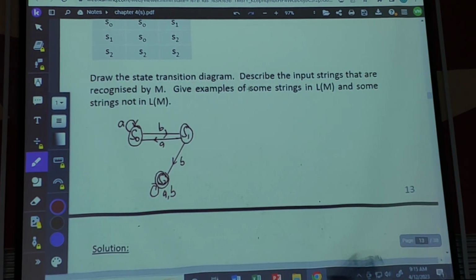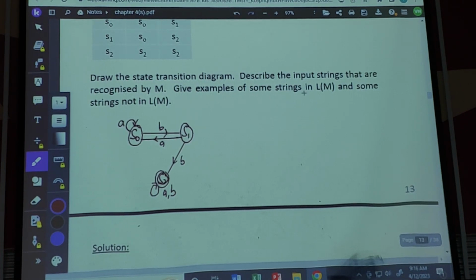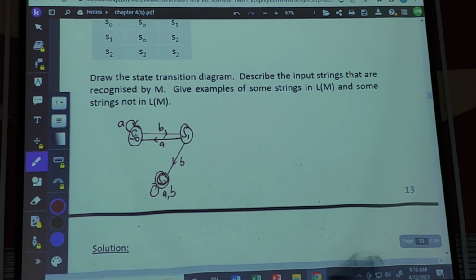Okay, after you have this diagram, then they ask you to describe the input strings that are recognized by M, meaning what will be the input string in order for the machine to recognize it. Give examples of some strings in LM and some strings not in LM. Meaning, what are the strings that we can have starting from S0 until S2? Can you give me some examples which are in LM?